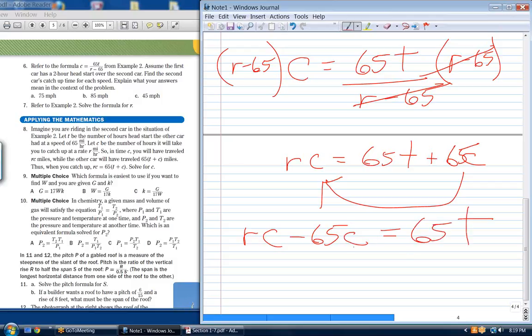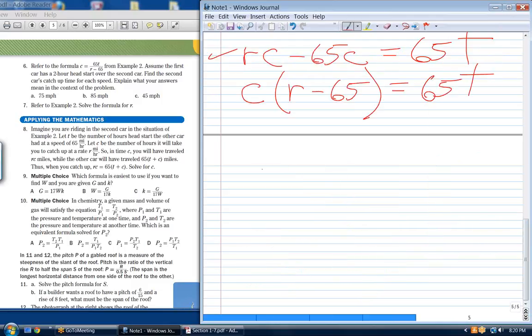Now it's a factoring problem. If we want to solve for C, we factor it out. What's left behind when I factor out a C? Just 65? No. We're going to divide C into both terms, so I'm left with R minus 65. Notice that when I put these two back together again, I get what I started with. That's equal to 65T. Now we can solve for C by dividing both sides by R minus 65. So C equals 65T divided by R minus 65, which is what we started with in the first place.